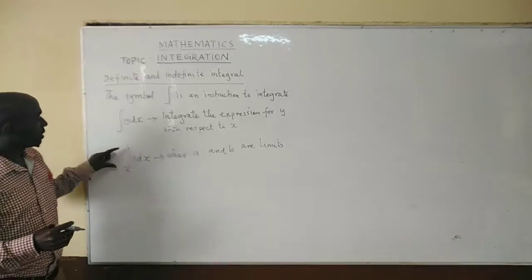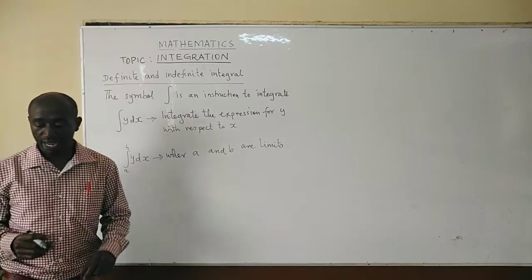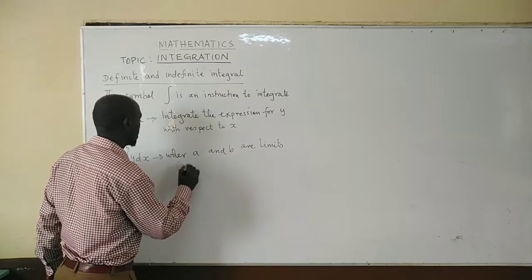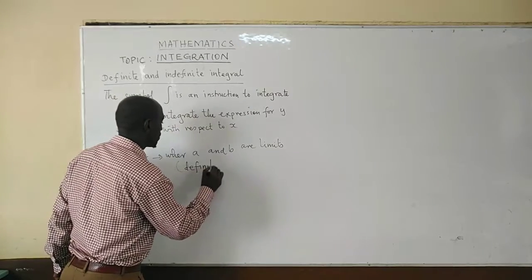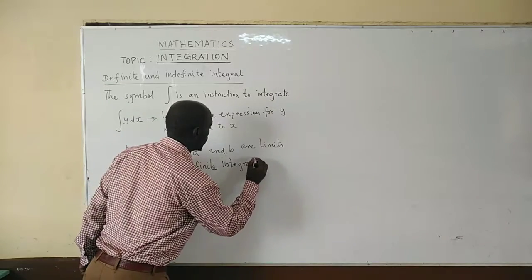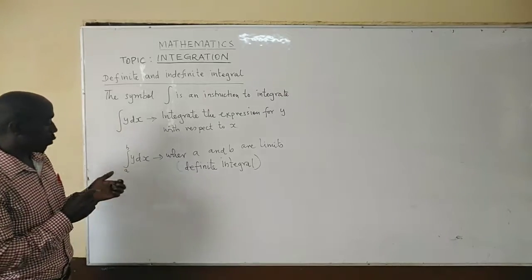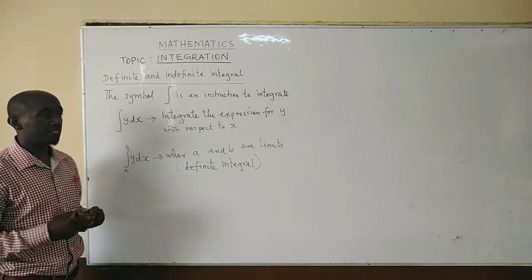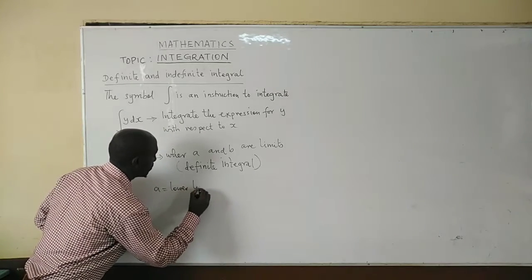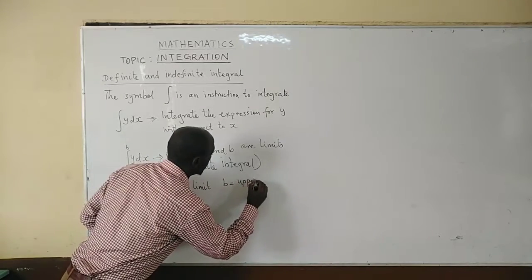So when we are finding the integral with limits, that is called a definite integral. When you find an integral with limits, it's a definite integral. And I say a is the lower limit, b is the upper limit.